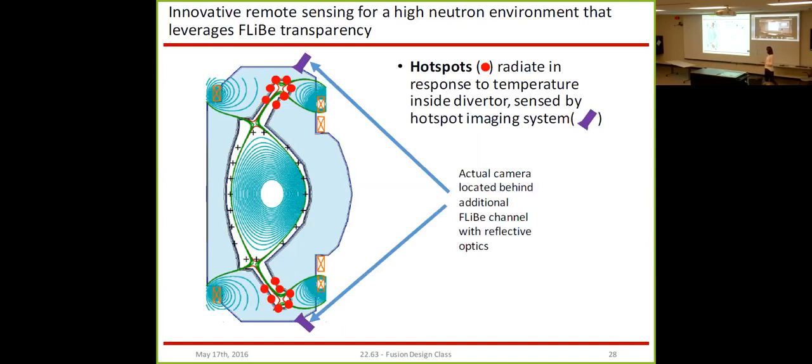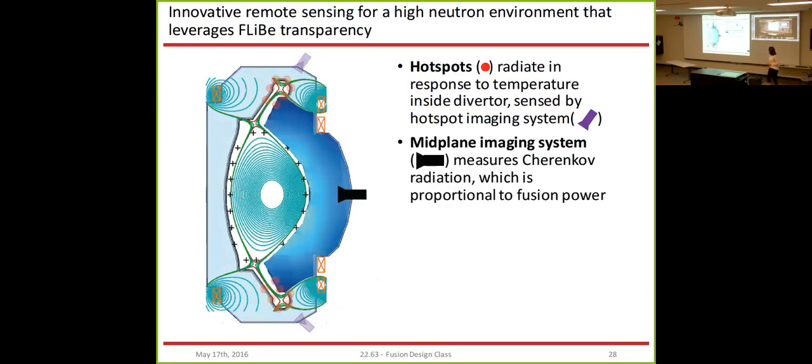Our first set of sensors are so-called hotspots that will line the edge of the diverter and its leg. And these hotspots will be areas of the diverter that will heat up in response to things that are happening on the inside of the diverter. And these heated up regions will black body radiate through the transparent FLIBE to an imaging system. Now, depending on the neutron sensitivity of your imaging system, it may have to be located behind an additional FLIBE standoff with reflective optics. But eventually the black body radiation from your hotspots will get to the imaging system, and you'll be able to tell how hot your diverter is by looking at that radiation.